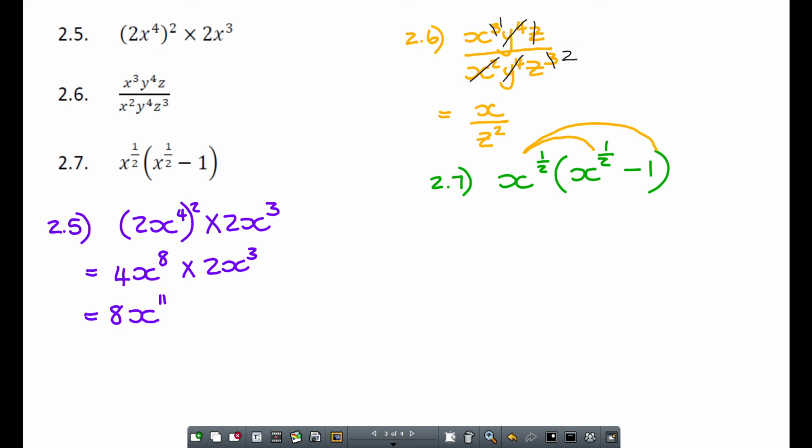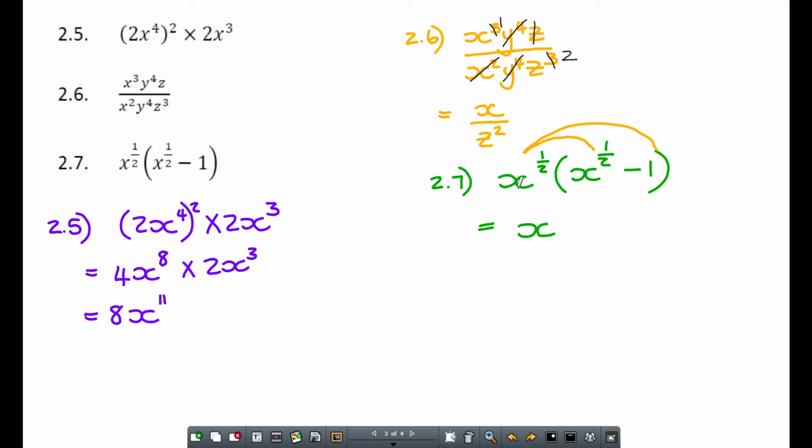Base is the same and we're multiplying. So what do I do with exponents? I add. And what's a half plus a half? 1. It looks like it's going to be very difficult, but it's plain and simple. And x to the power of 1 is actually just x. Okay, so you could leave it like that.